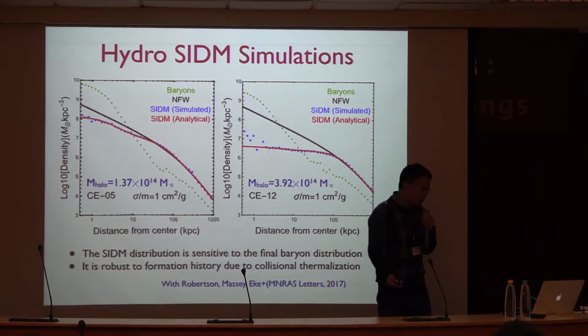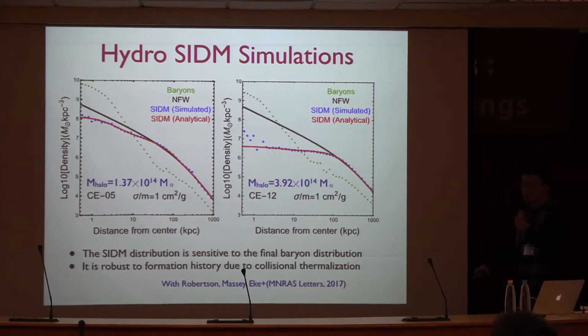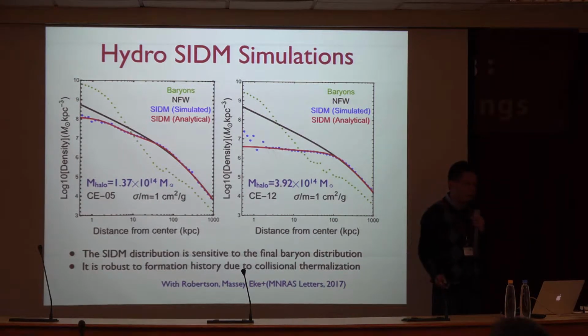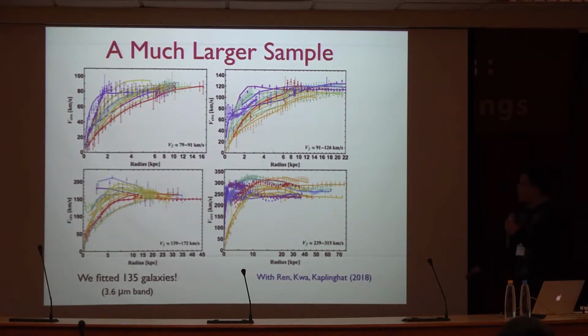So for SIDM, because of the thermalization process, the final dark matter distribution is sensitive to the baryon distribution, but not to the formation history. Okay? This is what we would expect. So you can take bigger samples.